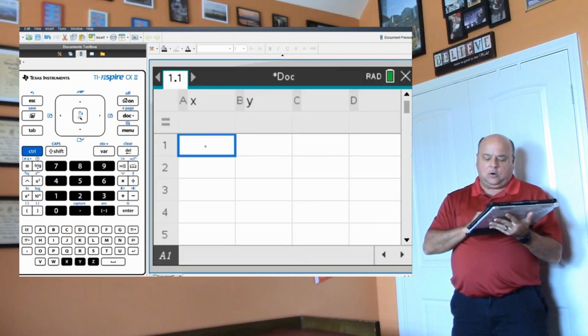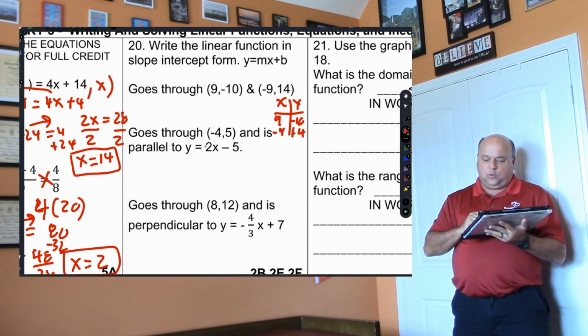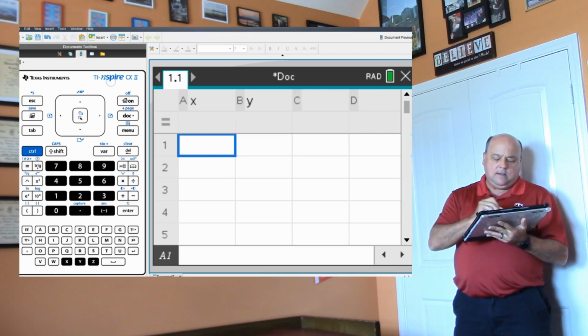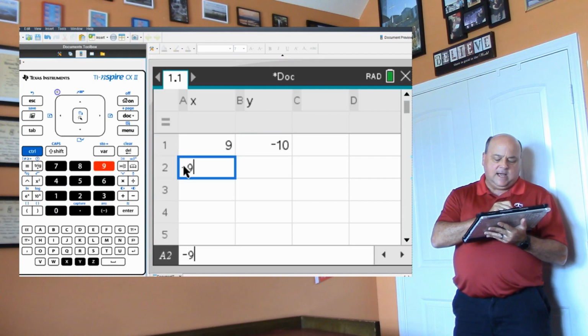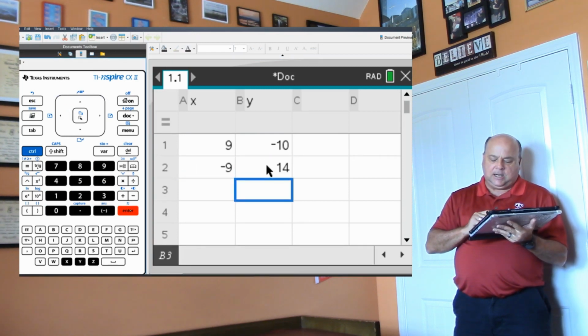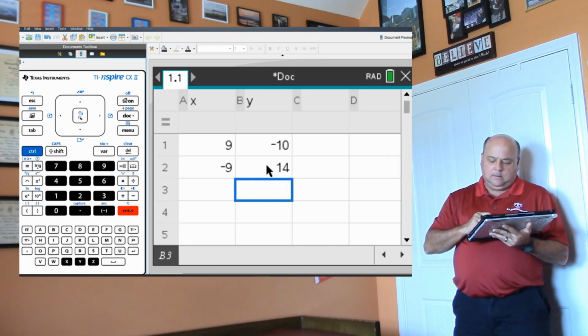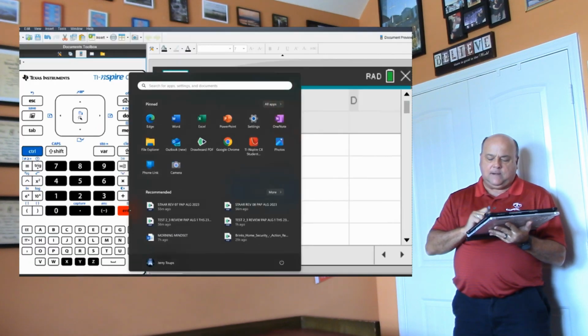Now then, let's type in our ordered pairs. They're 9, negative 10, and negative 9, 14. I think I did that right. Let me check again. 9, negative 10, negative 9, 14. I got the numbers right.